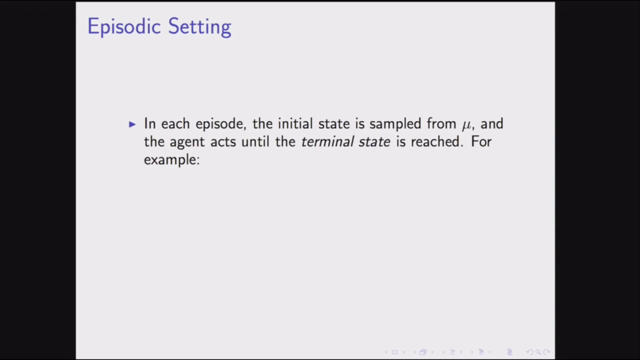Okay, so there are various different settings of reinforcement learning where you define a slightly different optimization problem. The one we'll be most concerned with is called the episodic setting. So here, the agent's experience is split up into a series of episodes which have finite length. So in each episode, we first sample the initial state of the world from some probability distribution mu. And then the agent keeps on acting until the world ends up in some terminal state.